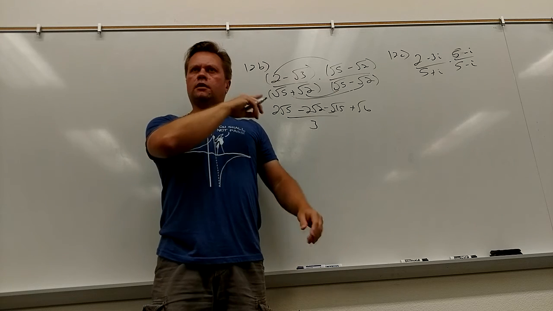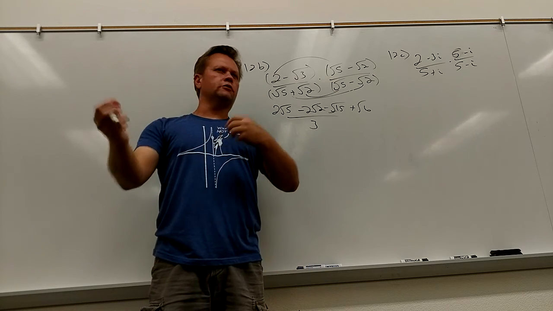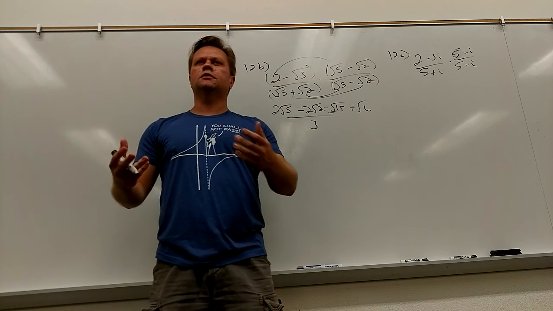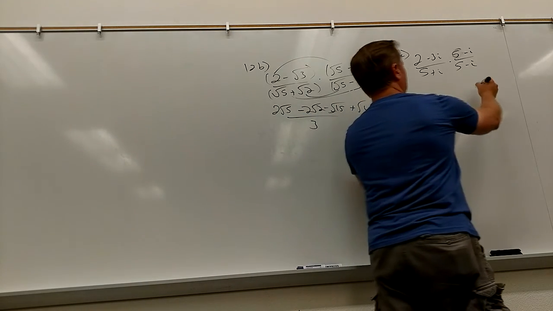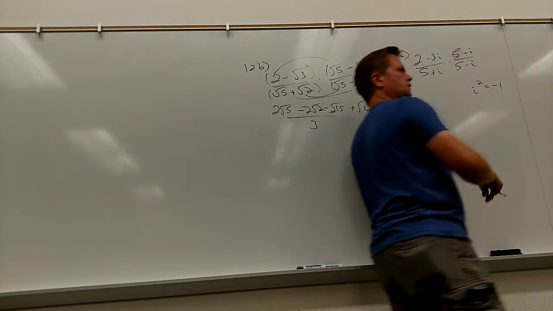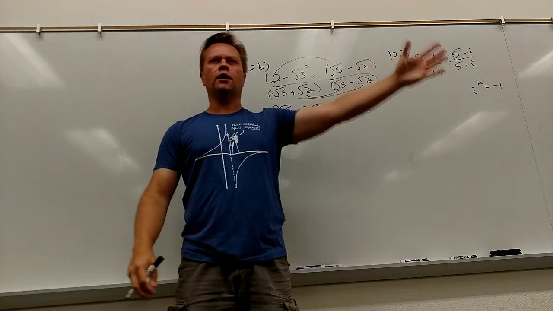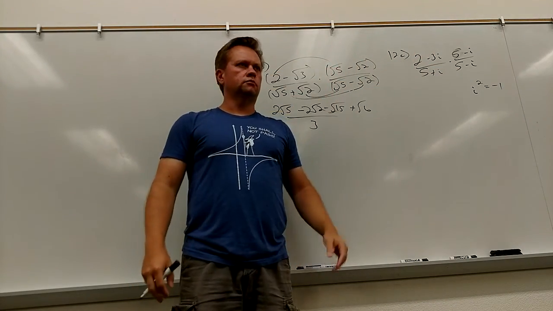FOIL. And of course, the big thing about this, some people are still replacing i with -1. But what's i? i is the square root of -1. What's -1? i squared is -1. So once you FOIL, any i squared becomes -1. Cool.